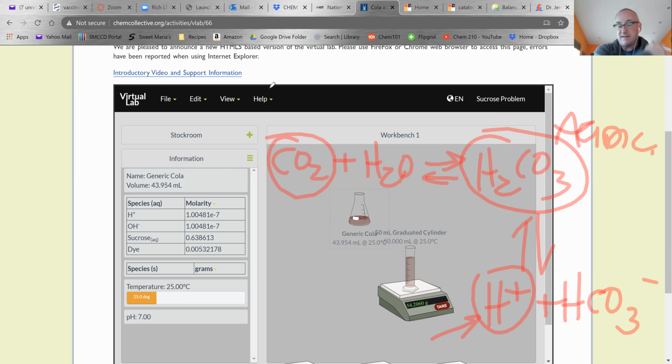Excuse me. Yes. What is dye here? The dye would be making it the color that it is. Probably caramel, some sort of caramel color, some artificial color. Okay. So that's the concentration of the dye in molarity. So there's not a whole lot in there. But yeah, every soda's got some sort of either natural or artificial color in it.